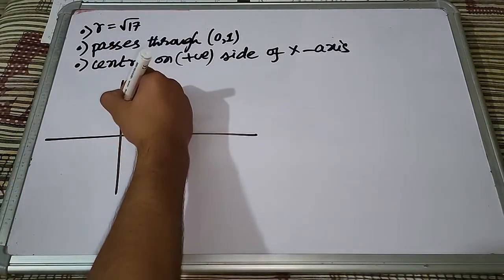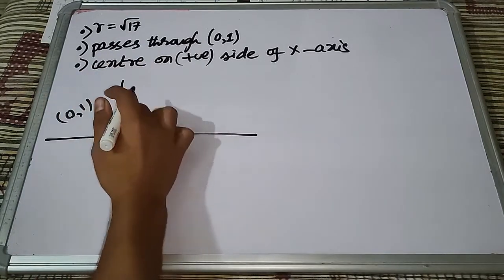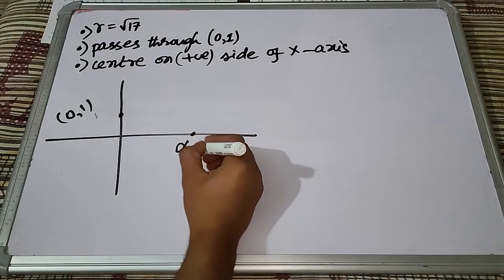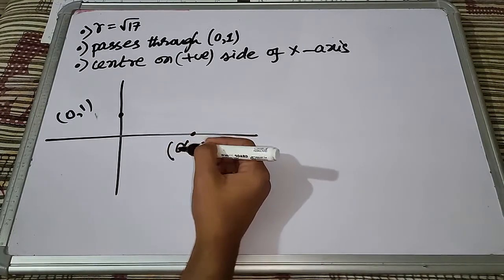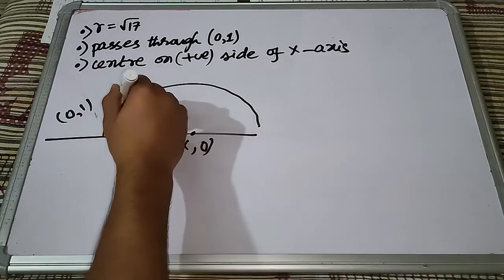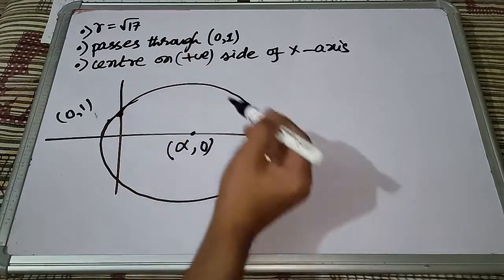The circle passes through the point (0, 1). This point is (0, 1), right? And the center is on the positive side of the x-axis. Let the center be (alpha, 0). So now let us draw the circle. So this is our circle.